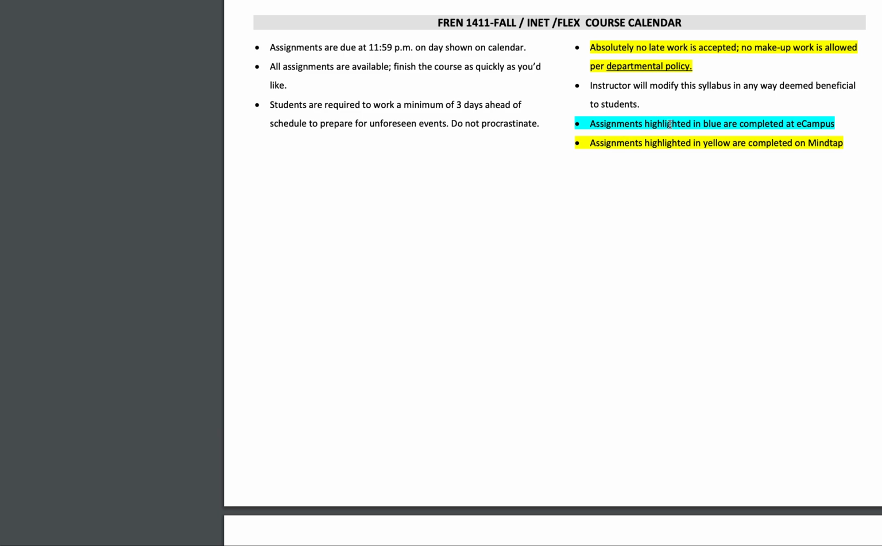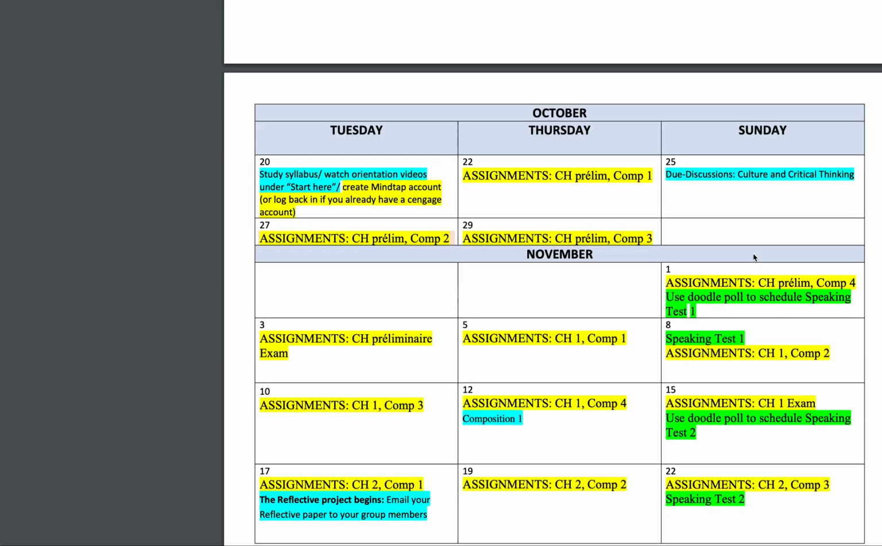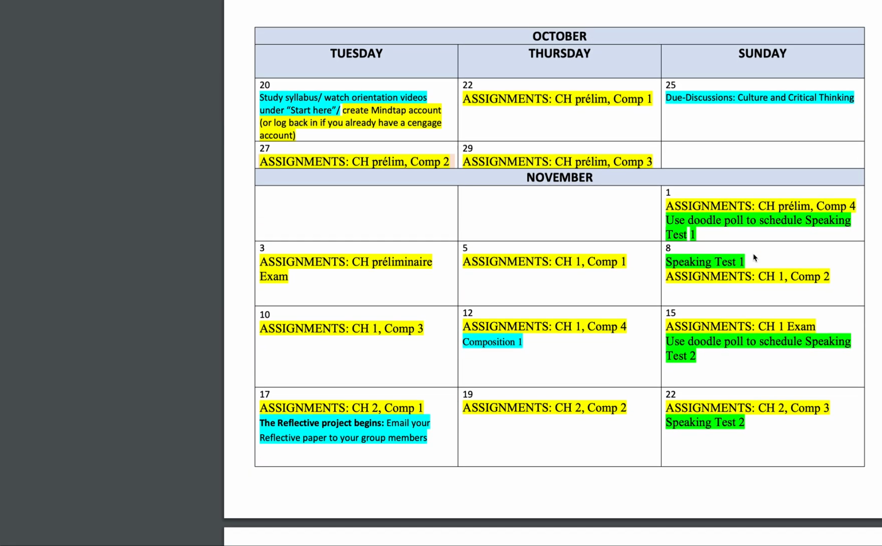So the stuff in blue on the calendar, those are the assignments that you're to complete on eCampus. The assignments that are highlighted in yellow, you're meant to complete them on MindTap, on those two websites. And here is our calendar.